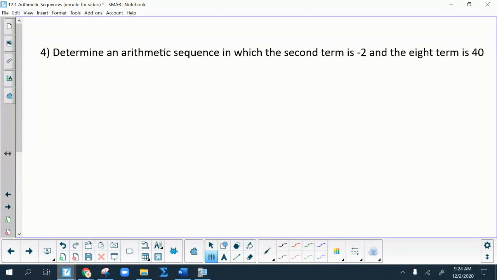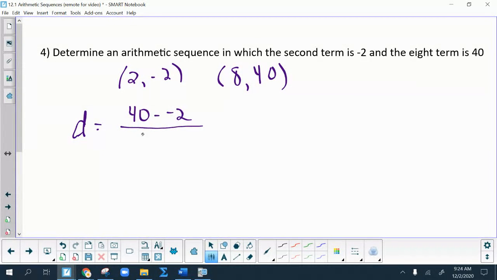Okay, this one says determine an arithmetic sequence in which the second term is negative 2 and the eighth term is 40. Okay, so a second term is negative 2. So I have the point 2, negative 2. And the eighth term is 40. So I have the point 8, comma 40. I'm going to do the same thing as before. I'm going to find the slope, which is the common difference. So 40 minus negative 2 over 8 minus positive 2. So I get a common difference of 7.